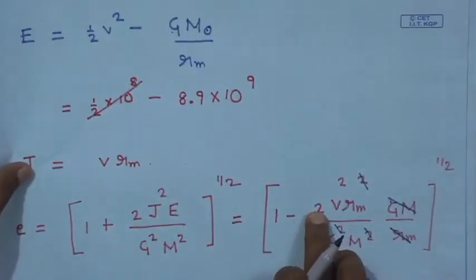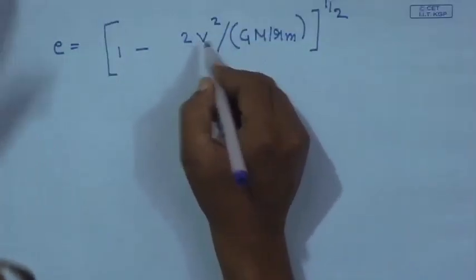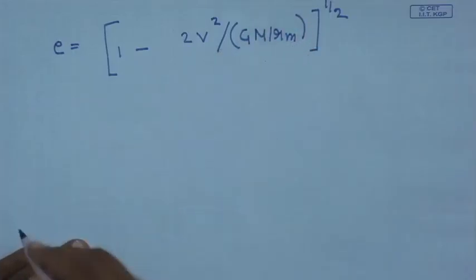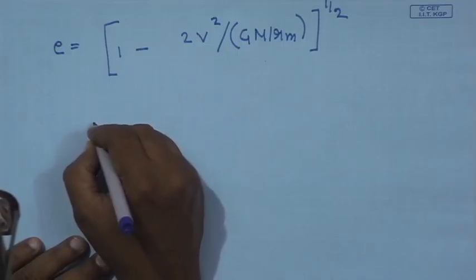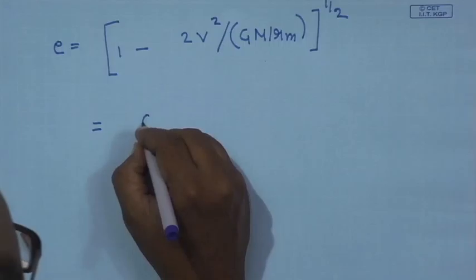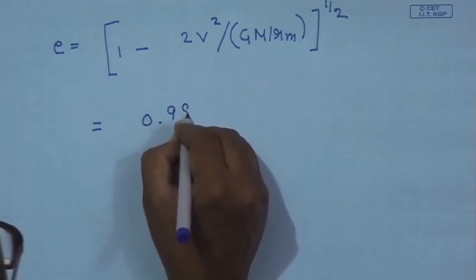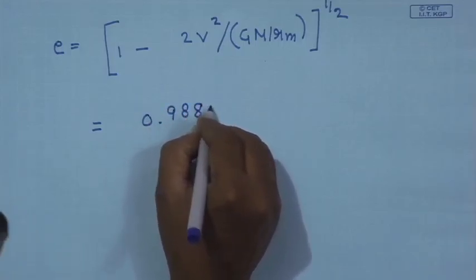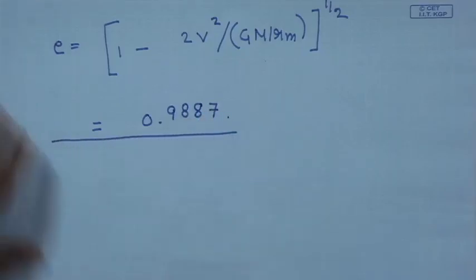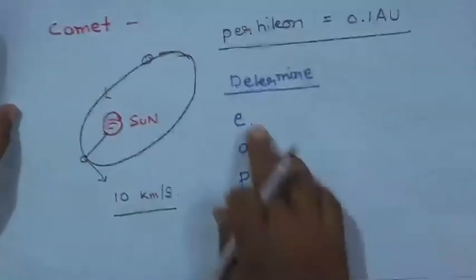So, 1 minus 2 v squared divided by G M by r min, and you have to just put in the value of the velocity here. We have calculated G M by r, the perihelion distance, and take the square root of that. What you find is that the eccentricity comes out to be 0.9887. So, that is the eccentricity of the orbit. So, we have determined the eccentricity of the orbit.